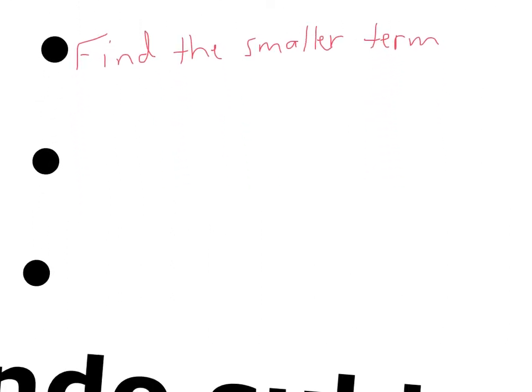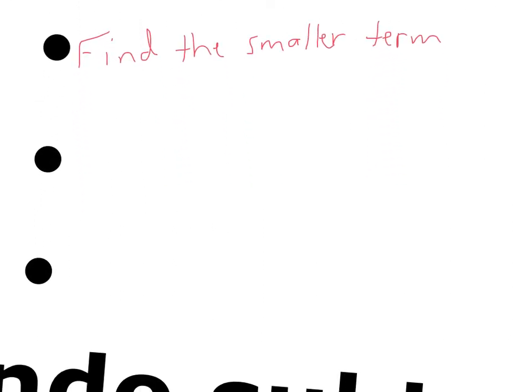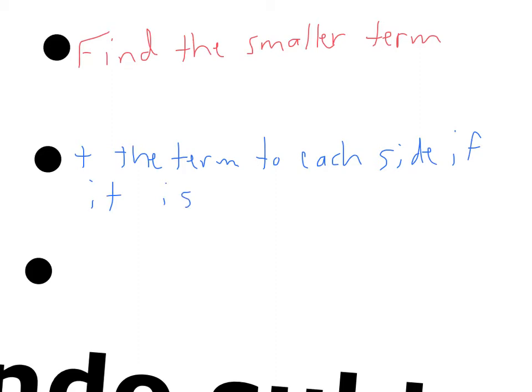Okay, third thing. Add the term to each side if it is negative. Okay, add the term to each side if it is negative. Okay, one more time, add the term to each side if it is negative.